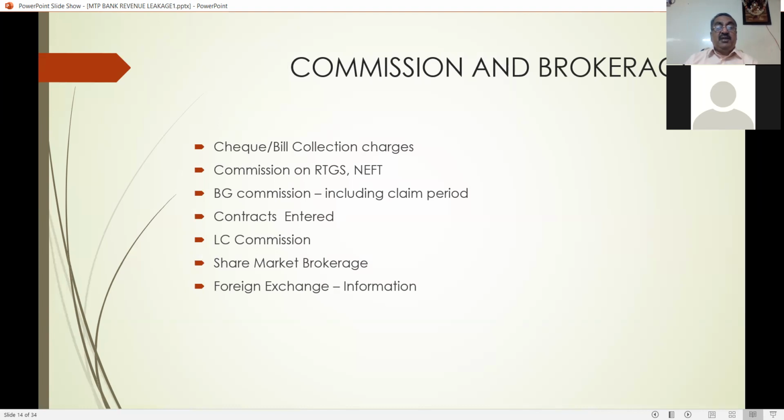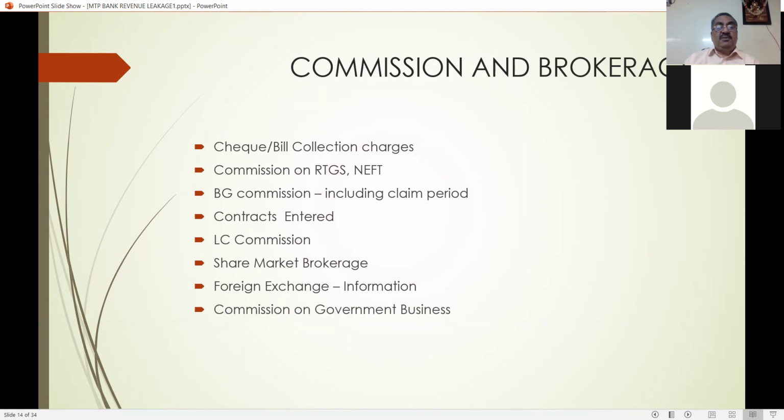And in foreign exchange, sometimes foreign bankers want information about you. So for that, they collect fees from you and they give a favorable report or unfavorable report. Also for foreign business, for export business, they are providing information. For that also they are charging some commission.